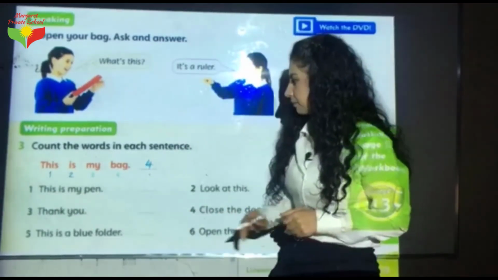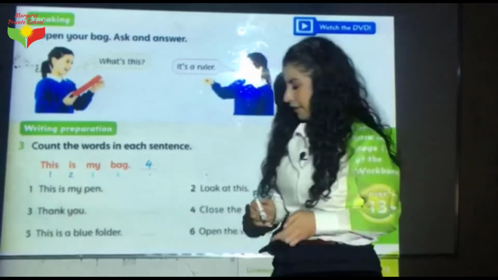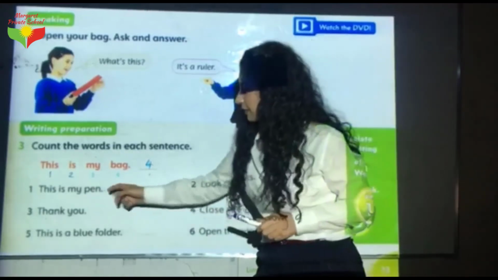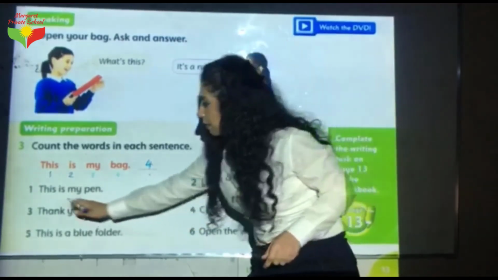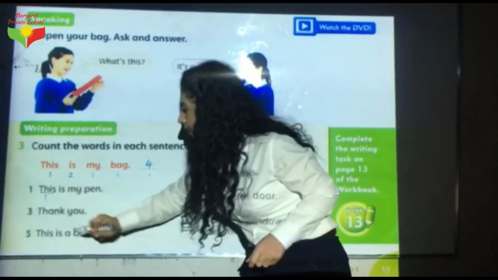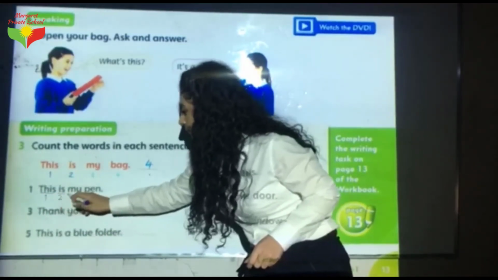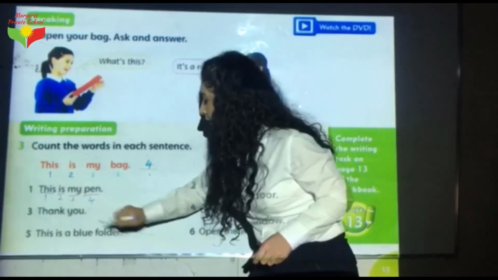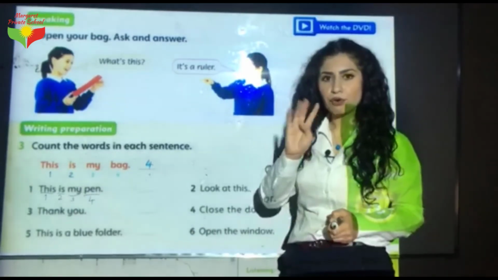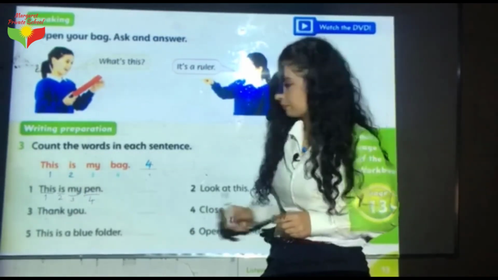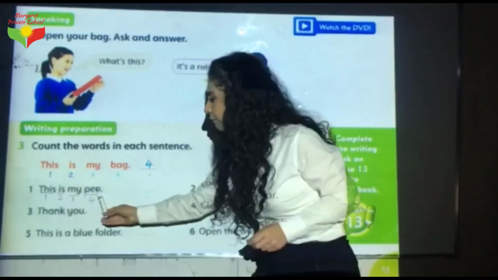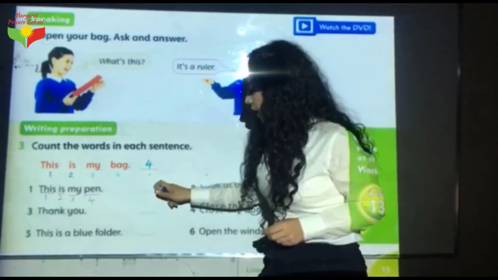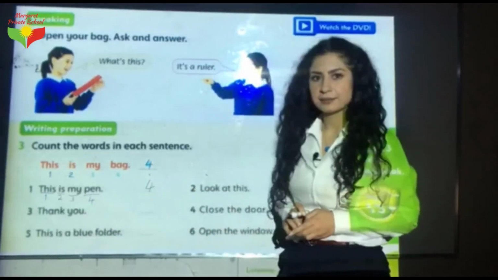Now let's go to the first one. This is my pen. How many words do we have in this sentence? Look. This, okay, is my pen. We can say we have 4 words. Let's count it again. 1, 2, 3, 4. So we should write 4 in this space.